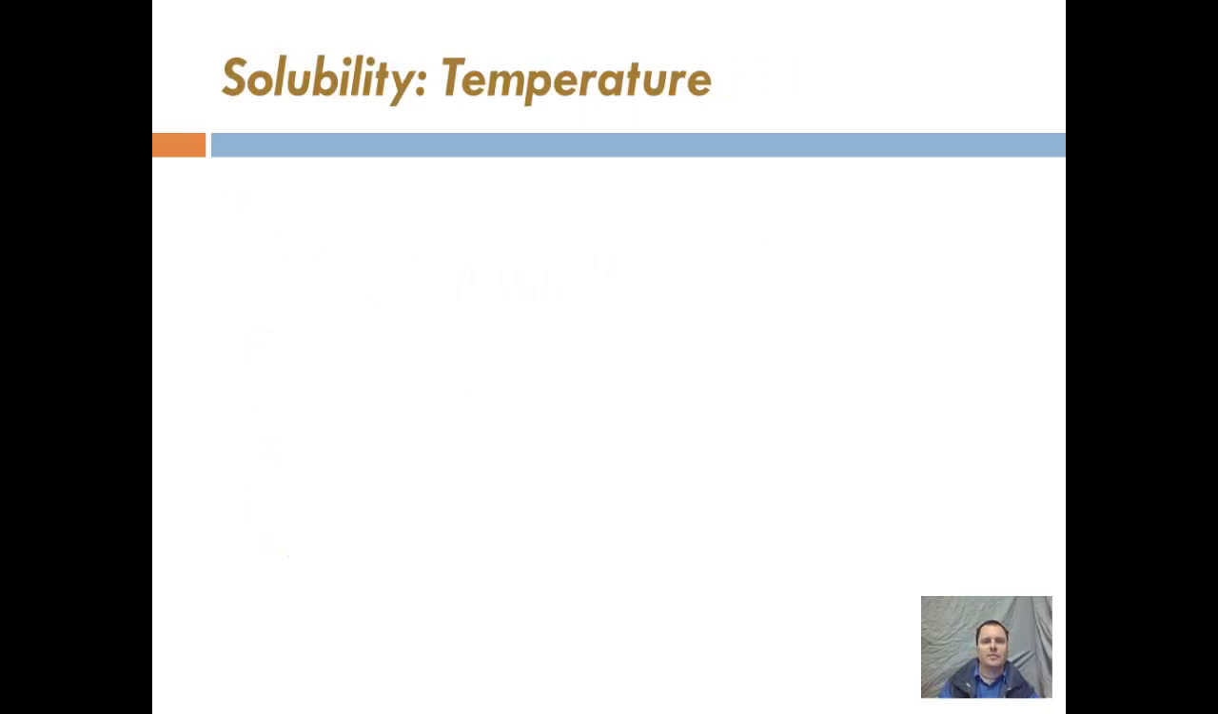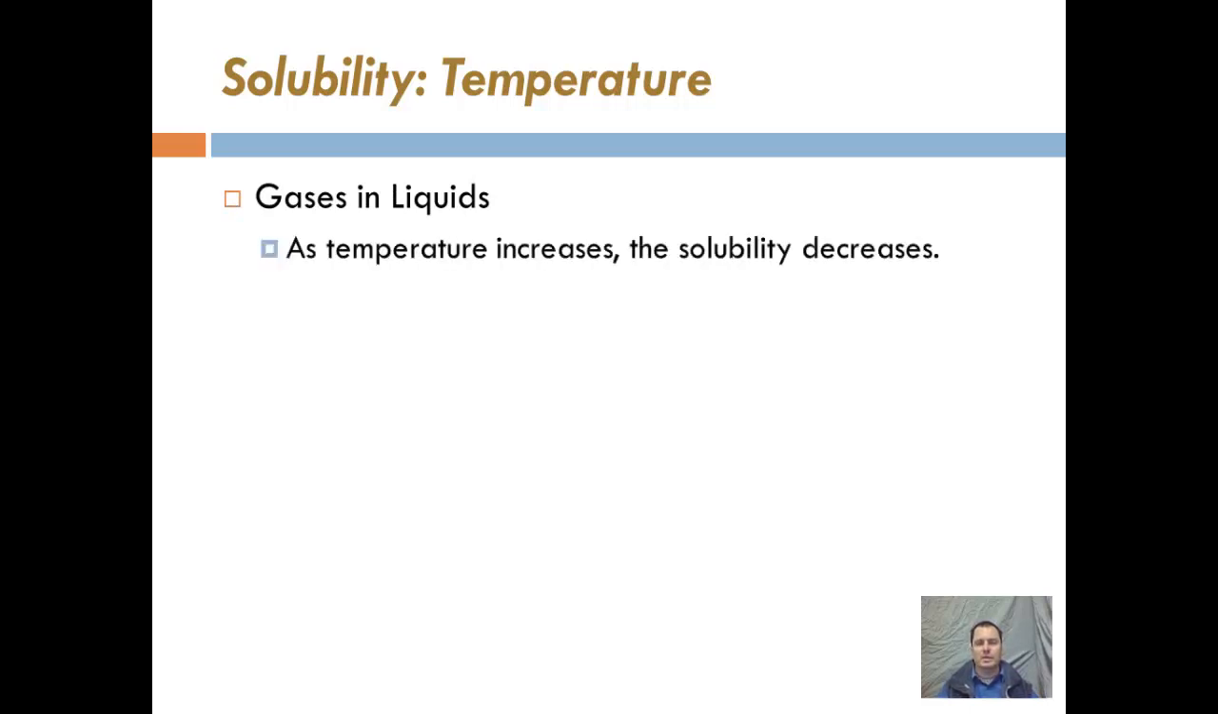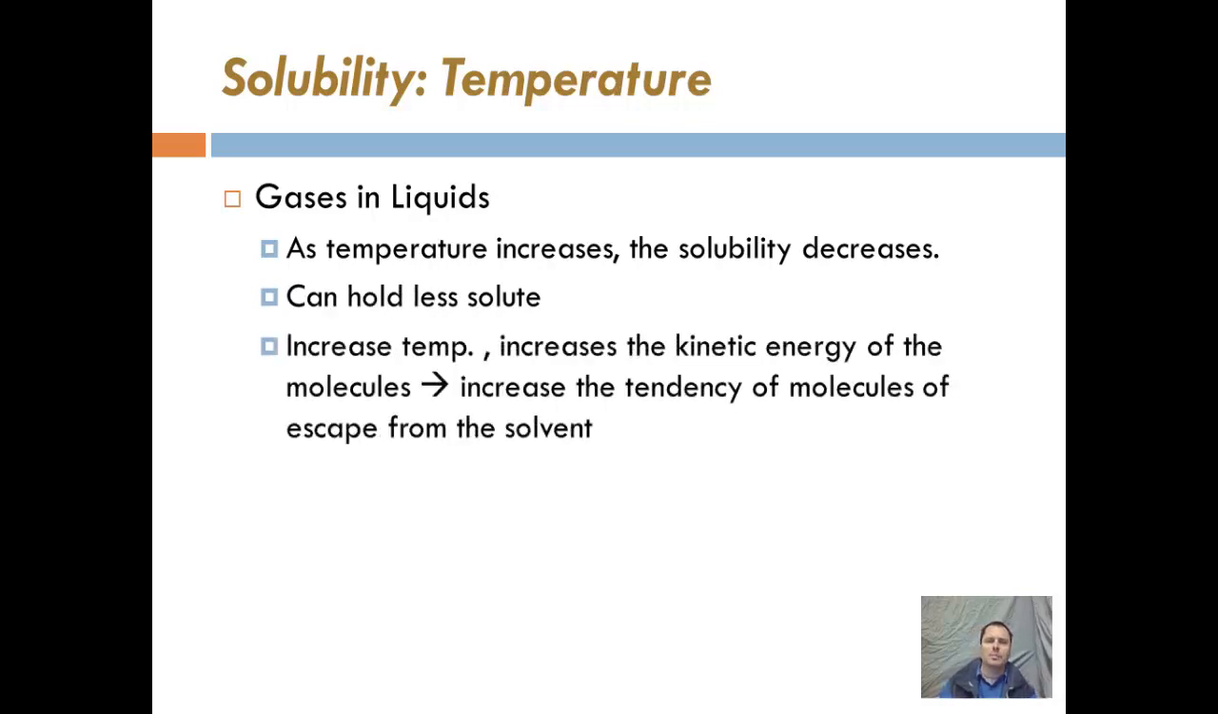The second factor we will look at is temperature. And we have to look at this in several different phases. First one we'll look at is gases and liquids. And what we see is that as the temperature of the solvent increases, its solubility decreases. It can hold less of the solute or less of the gas. A good example of this is when we talk about trout streams. As we increase the temperature, we're increasing the kinetic energy in the system. The molecules start moving faster. As the molecules move faster, they tend to escape, do a phase change.